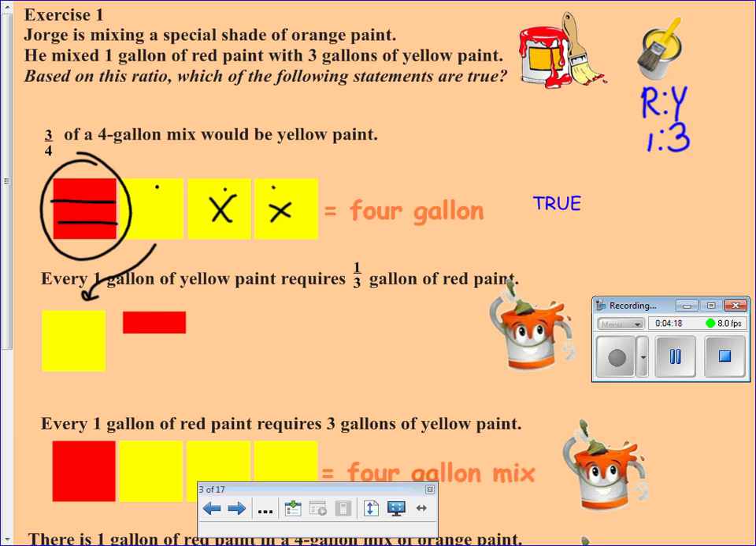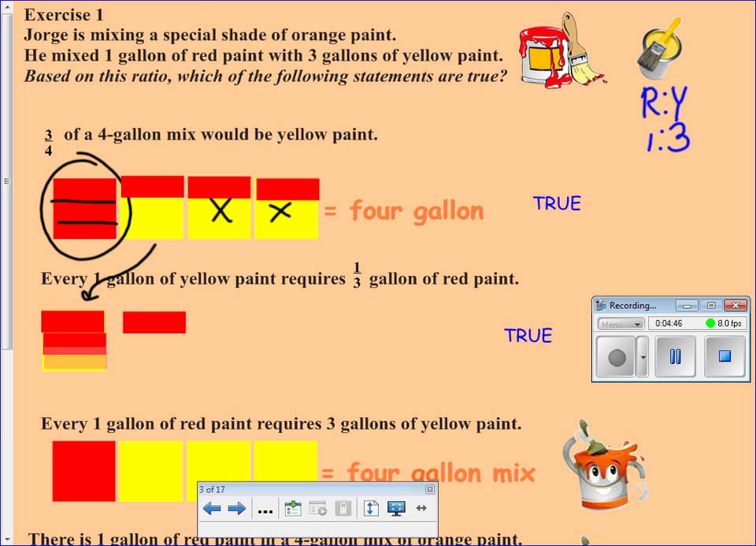Then this would fit here. That would be 1. That would fit there, 2. That would fit there, and 3. So is this true or false, that for every 1 gallon of yellow, we get 1/3 of red? Ready, set, vote. That is true. So you can write that down. See, it would be 3 to 1, but we don't need all 3. We just need 1. So 1 to 3. I know, that's fun. It's fun to do.